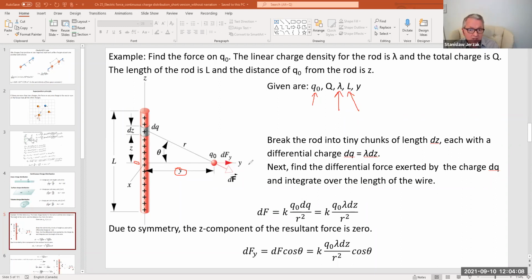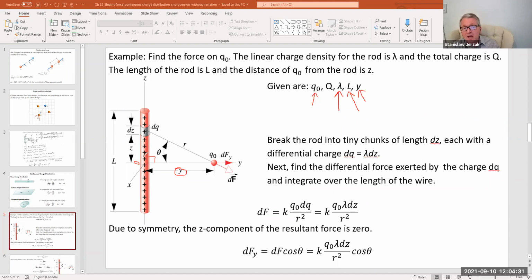So this I designated as y-axis, which is perpendicular to the rod. So this is 90 degrees. And that distance from the center of the rod to charge Q0 is designated y. Y is given. Y is not variable in this example. Please remember, y is given, it is just a distance from the charge Q0 to the center of the rod.